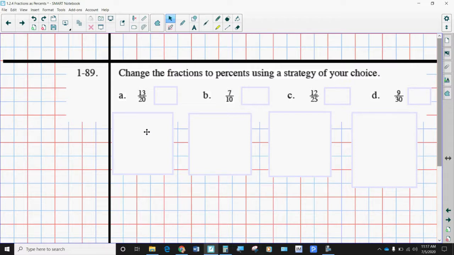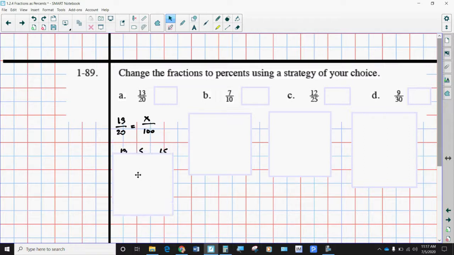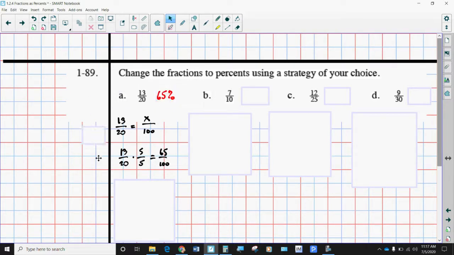So 13 out of 20. If I write it as 13 over 20 is equal to x over 100, then I decide what would you multiply times 20 to get 100? That would be 5. So 13 times 5 is 65, which means our answer is 65%.